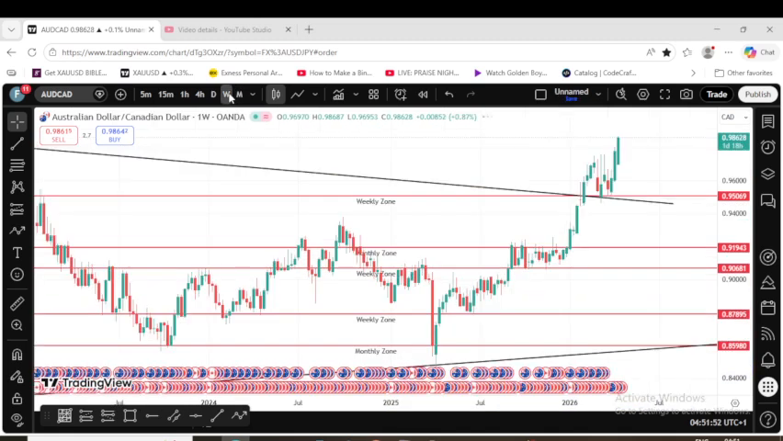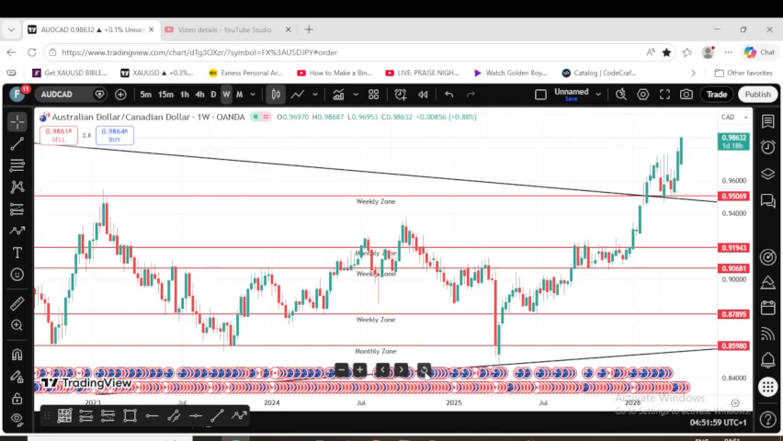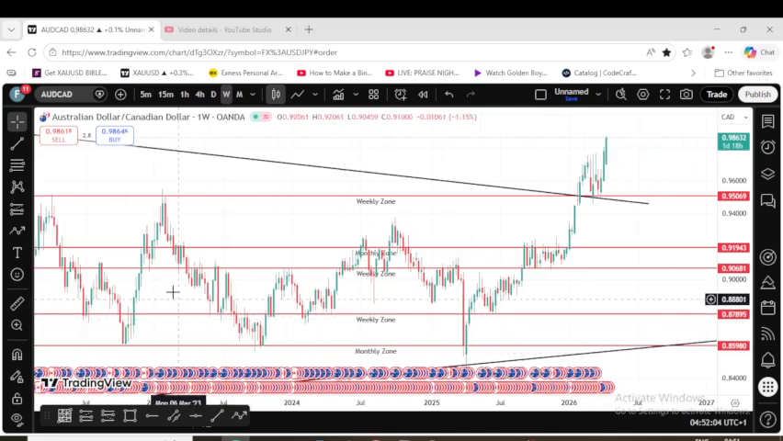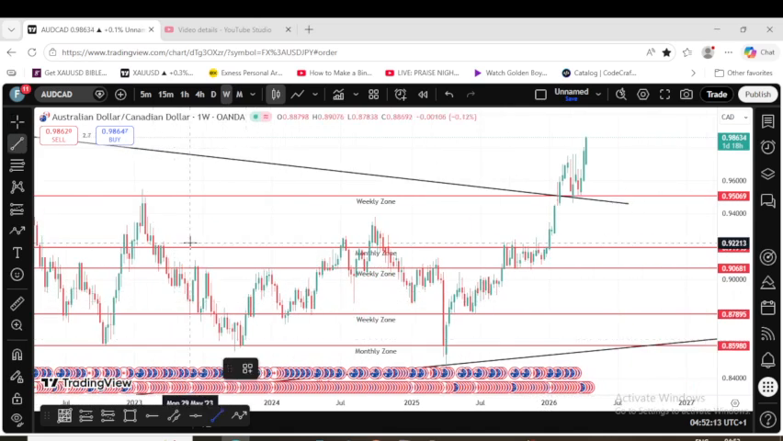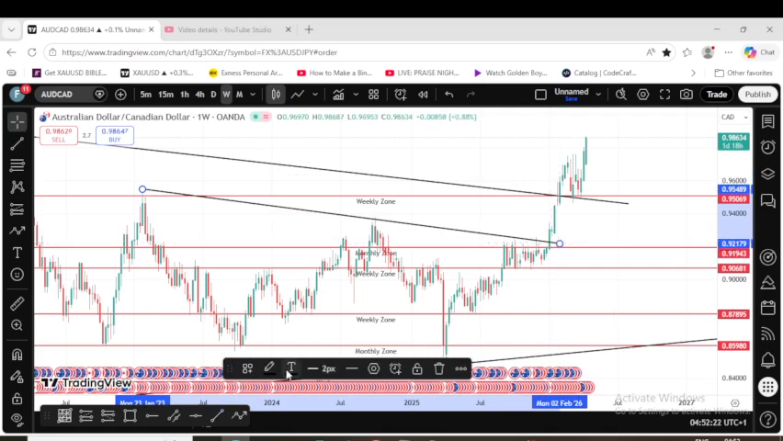Okay, so now going down to the weekly time frame. Let's delete this. So in regards to trend lines, what do we see? We can see a weekly trend line like this. Even though this trend line has already been validated, it still bears relevance to draw it.